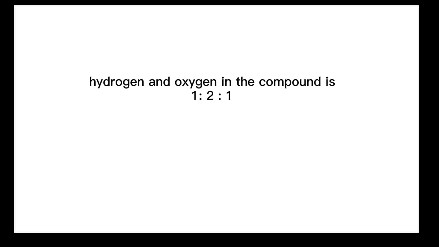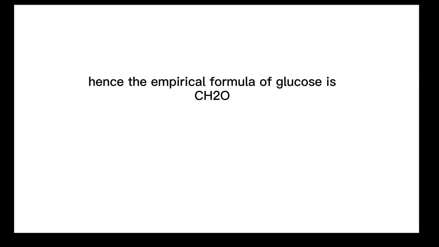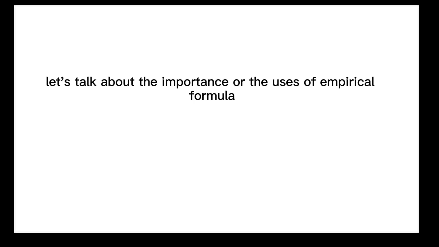On the other hand, the empirical formula of glucose is CH2O. What does this really mean? It tells us that the ratio of carbon, hydrogen, and oxygen in a compound is 1:2:1. Hence, the empirical formula of glucose is CH2O. Let's talk about the importance or the uses of empirical formula.